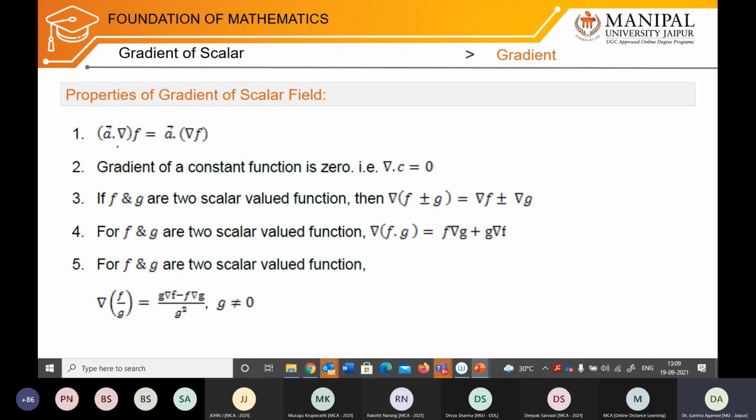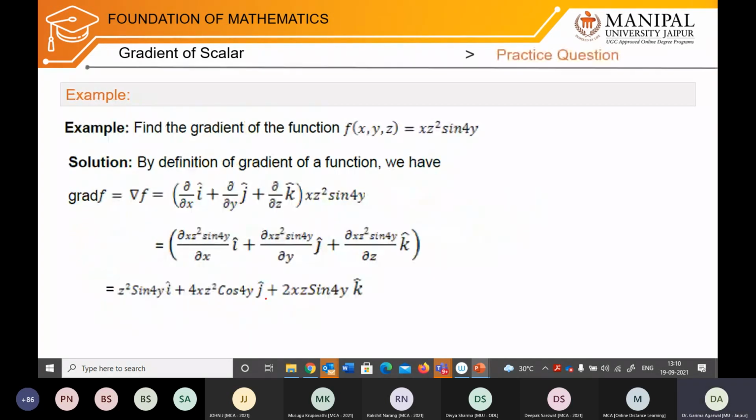Here we have few properties of gradient. A dot Del operator f, where A is any constant vector, can be written as A dot Del f. Gradient of a constant function is 0. If f and g are two scalar values, then gradient of f plus minus g is gradient f plus minus gradient g. And similarly, gradient of f times g is equal to f gradient g plus g gradient f. Similarly for the division property.